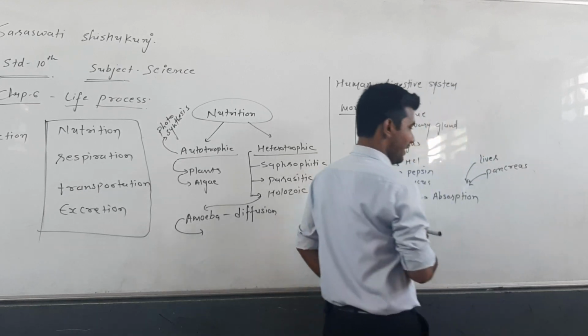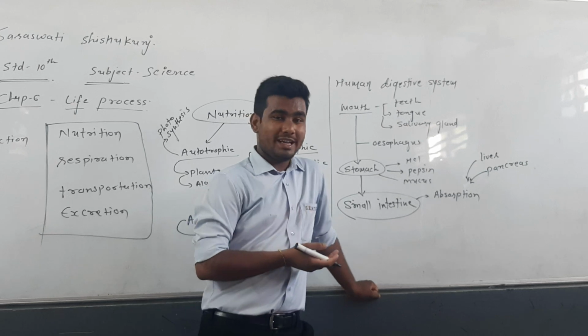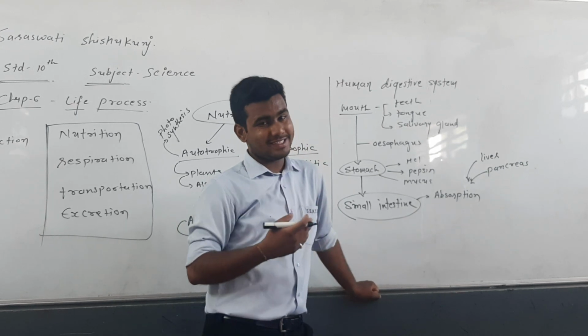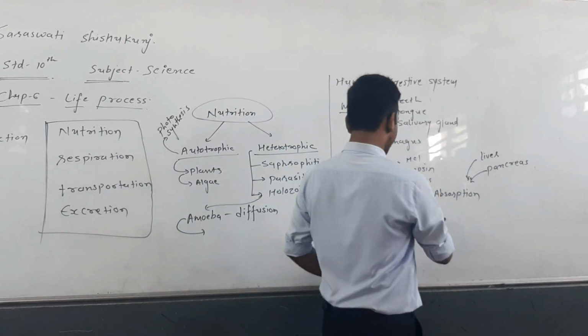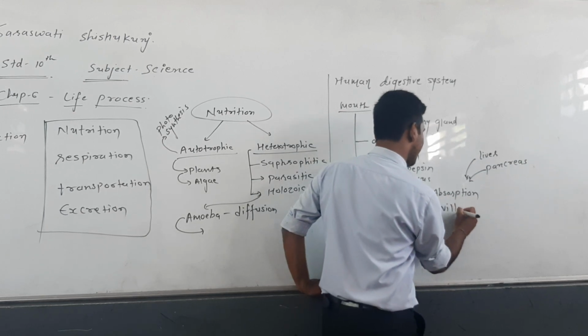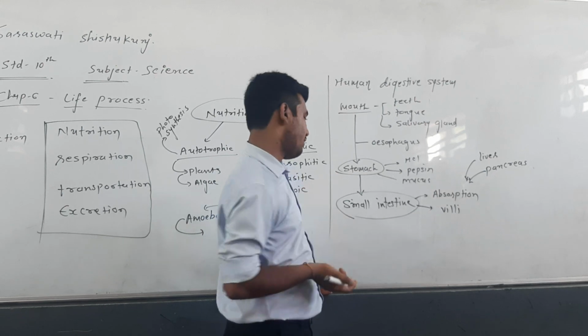Also, we will have the pancreas. From the pancreas, the pancreatic juice like amylase, trypsin, and lipase will be secreted. Functions of amylase, trypsin, and lipase we have understood, right? So absorption, and one more thing, in the small intestine we will have finger-like structures called villi, and they are responsible for absorption of nutrients.